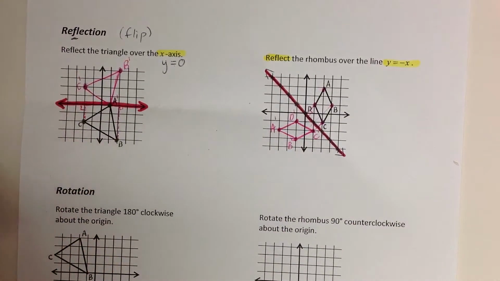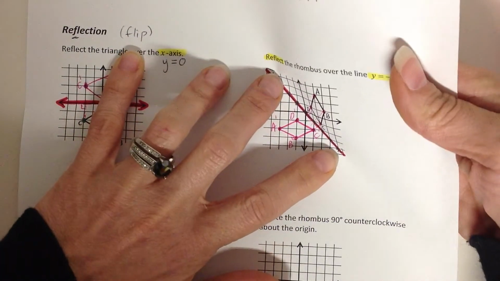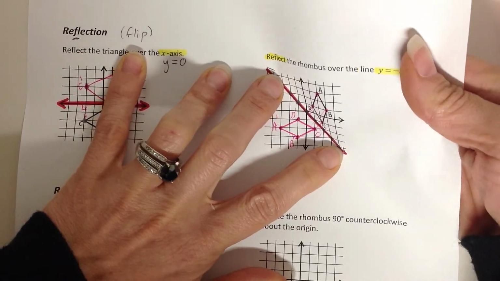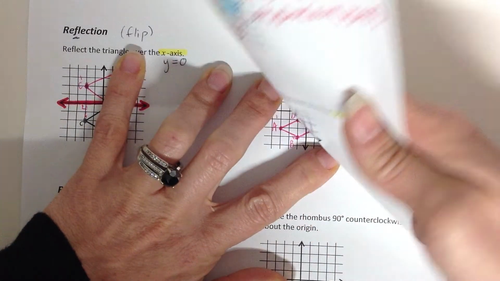Okay, every one of those points is the same distance. Perpendicular is how you measure from a point to a line on the other side. That's how you do reflections.